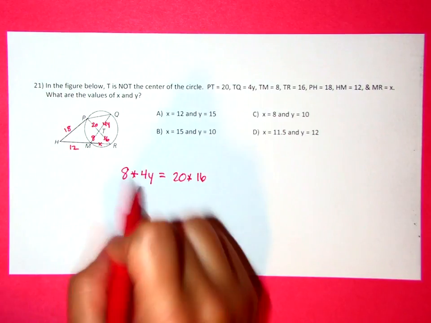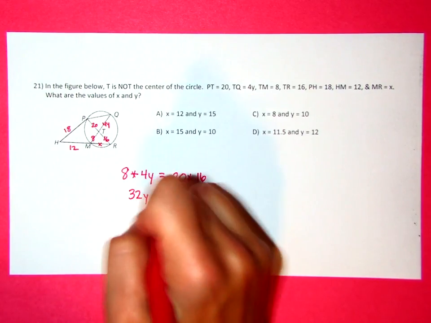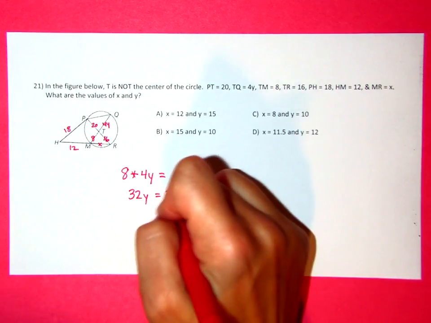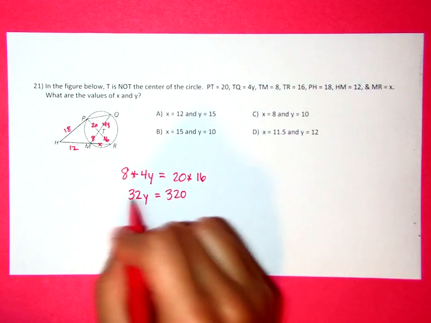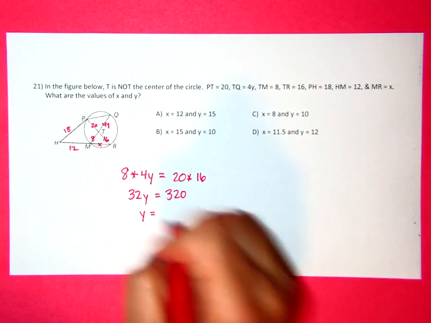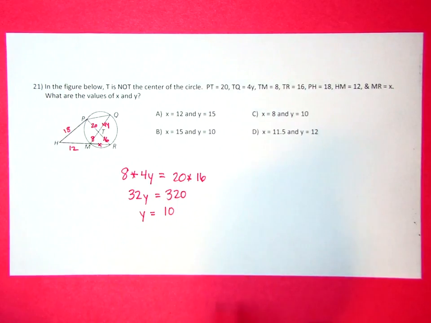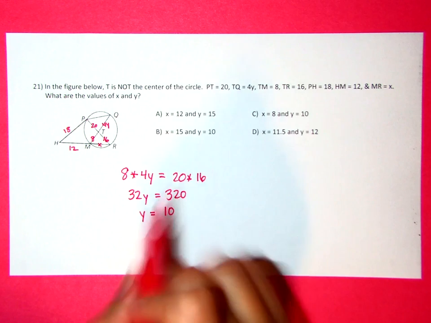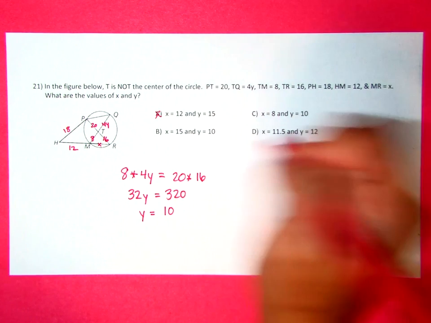So we want to do 8 times 4, which is 32Y, equals 20 times 16, which is 320. And then we want to divide both sides by 32. When we do that, we're going to get that Y is going to be 10. Alrighty, that puts our answer choices as either B or C. These two are out.